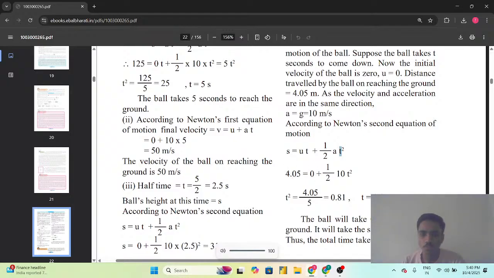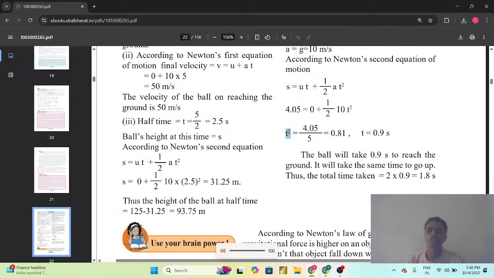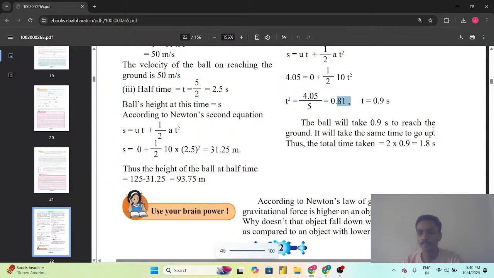So after substituting values, we have initial velocity 0, half the acceleration due to gravity, that is 10, and t squared, the t value which we have to calculate. So t squared will be 0.81, and after taking the square root, t will be 0.9 second. So the ball will take 0.9 second to reach the ground. It will take the same time to go up. Thus, the total time taken will be twice 0.9 second, so we have the time that is 1.8 second.